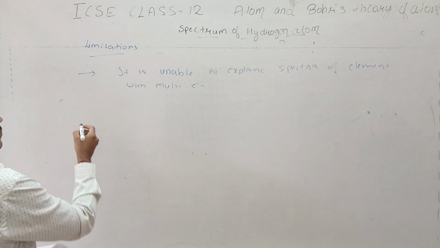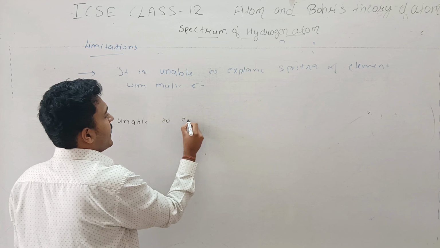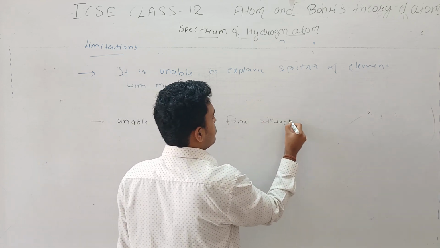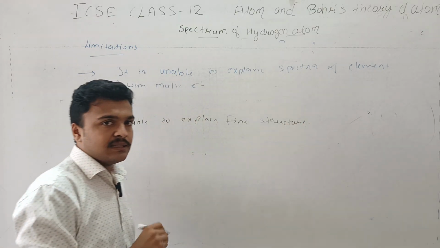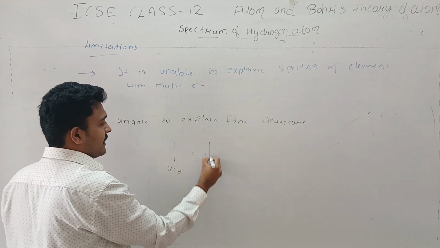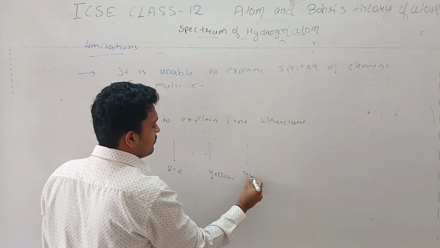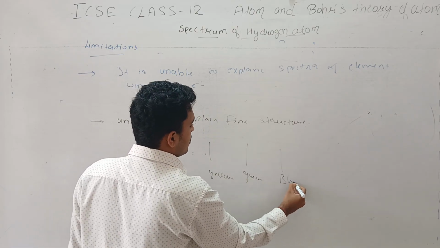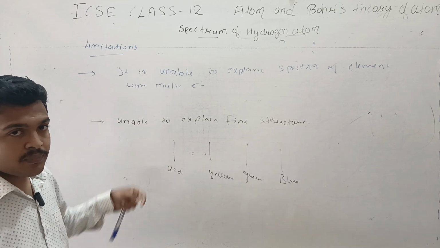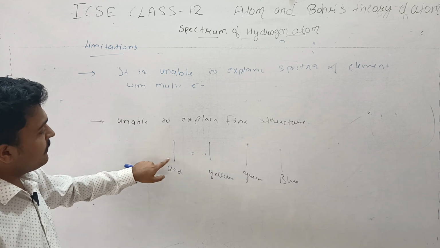Next, as we have seen, it is unable to explain fine structure. Like we have seen here, there is a red color line, then a yellow or green color line, then green, then blue. When we see like this, we saw only one line because of the resolution of our naked eyes, we can only see one line.